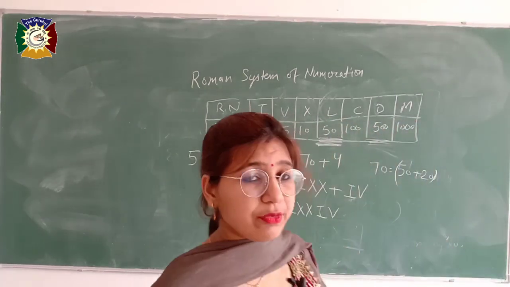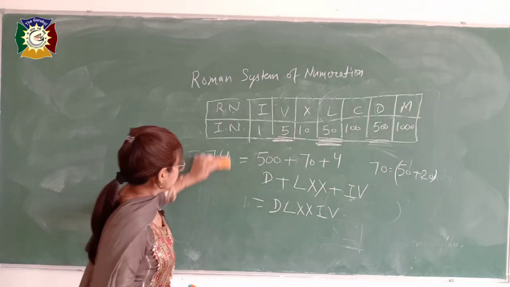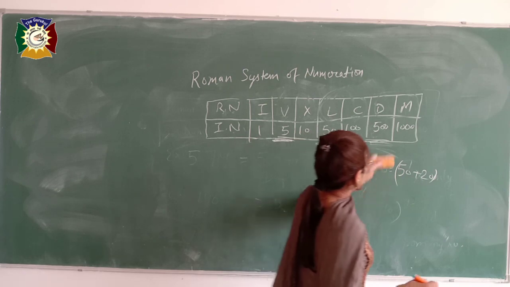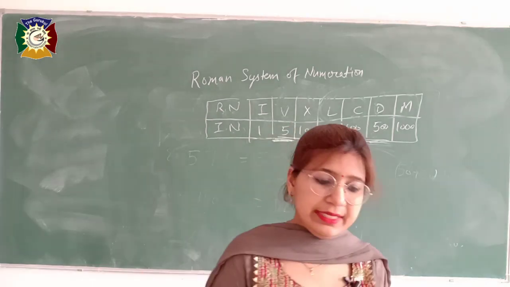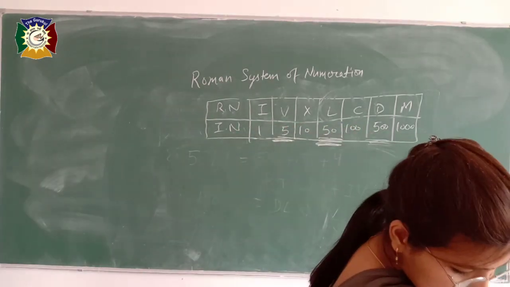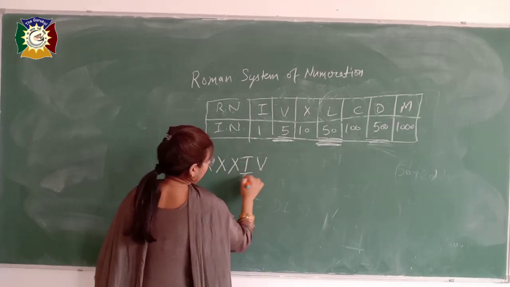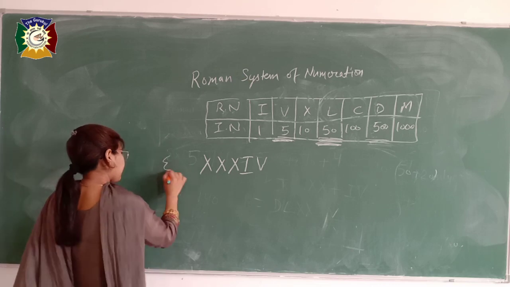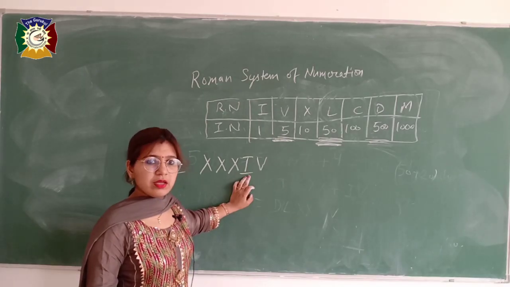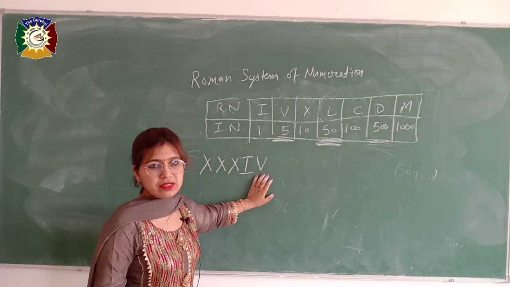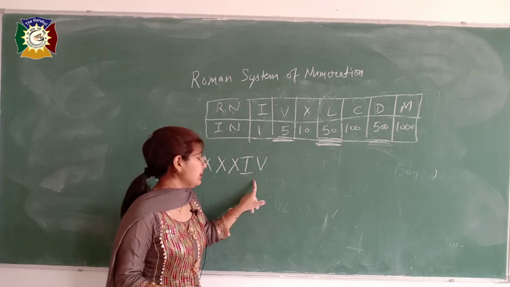Now what if I give you a Roman number and you have to convert it into the Indian system? I will do the examples. See here, now you were converting from Indian to Roman. Now I will teach you how to convert Roman into the Indian system. See, the number is XXXIV. According to our rule number 4, if there is a smaller symbol between two larger symbols, what we have to do? We have to subtract the value of the smaller symbol just after the given symbol.